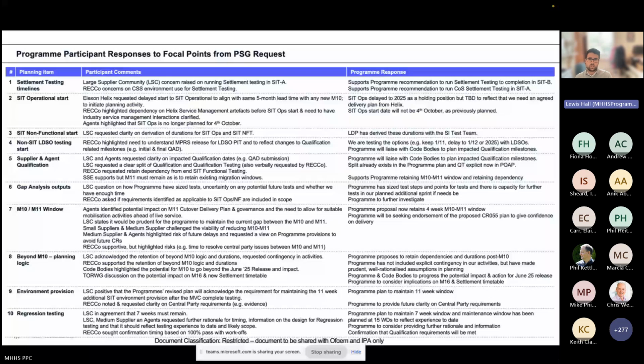So the proposal as it stands is that we'll retain the 4-week window between M10 and M11. But it was something we really wanted to explore and make sure that we tested the viability of. If we just move on to the next slide, then.